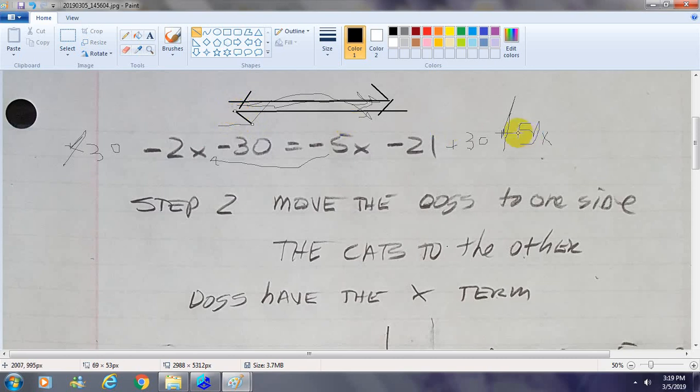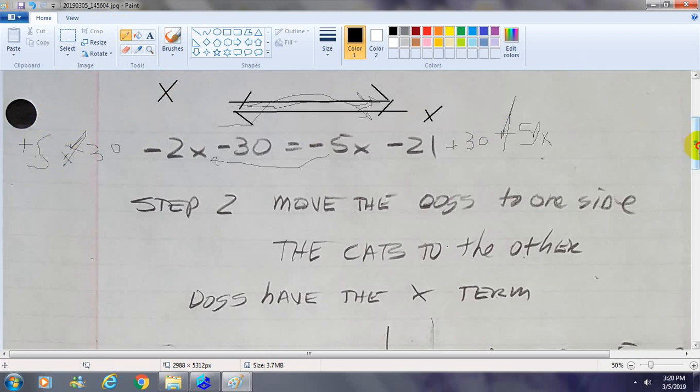Whatever we do to this side of the equation, we have to do to this side, okay? So we added a 5x on this side, we have to add a 5x to this side, okay? We have to add a 5x here, 5x. So it's very, very confusing, but I have it written down over here.